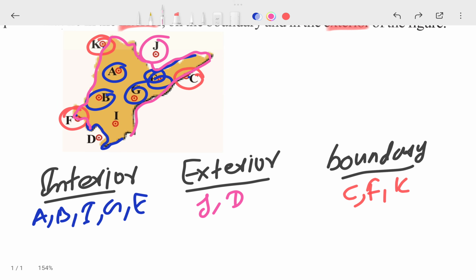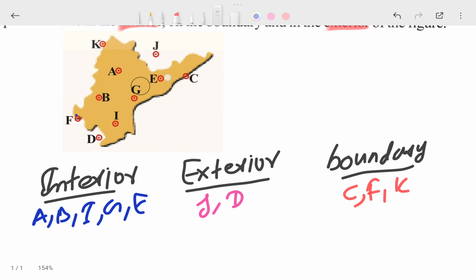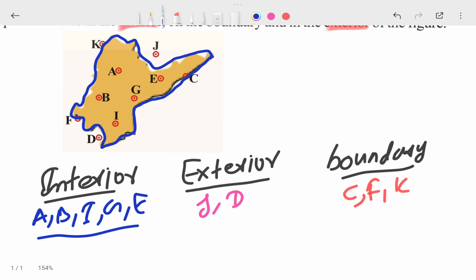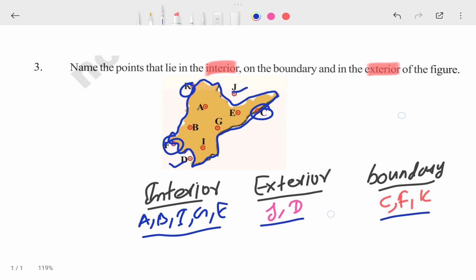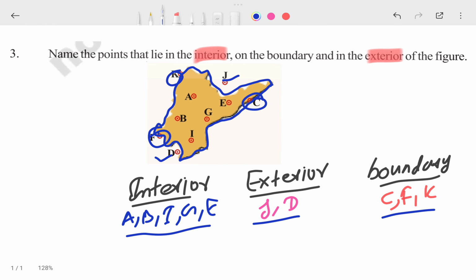Yes, it is clear. So I hope this is going to be clear for you. It's very simple here, nothing is hard about it. This is just a boundary. Whatever is inside of the boundary I have written here, and whatever is outside, like D and G. What is in the boundary? C, F and K. This is over. So the third answer is over here. This is what we call exterior, interior and boundary.